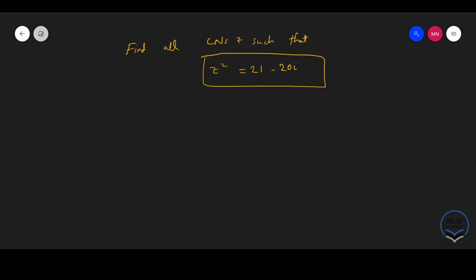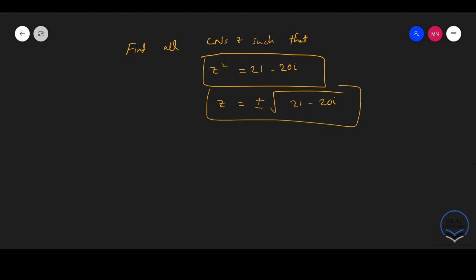Okay, so now let's try and find all the complex numbers z such that z squared is equal to 21 minus 20i. So to find all the complex numbers z such that z squared is equal to 21 minus 20i, you may initially try to take the square root on both sides to get something like this.